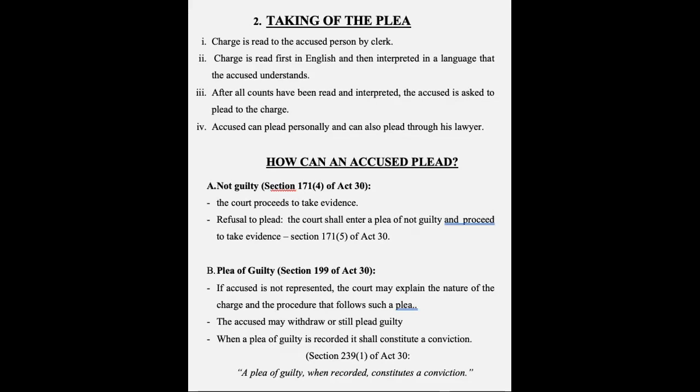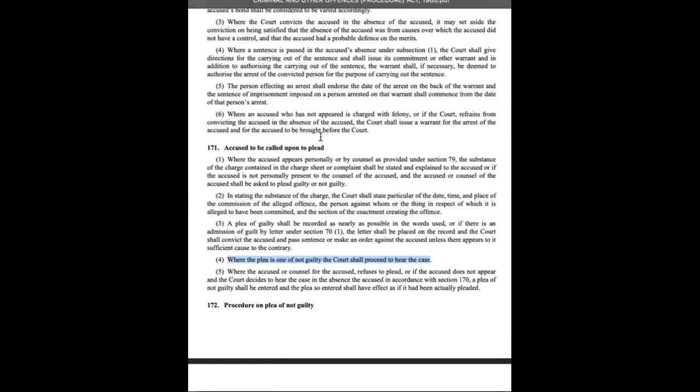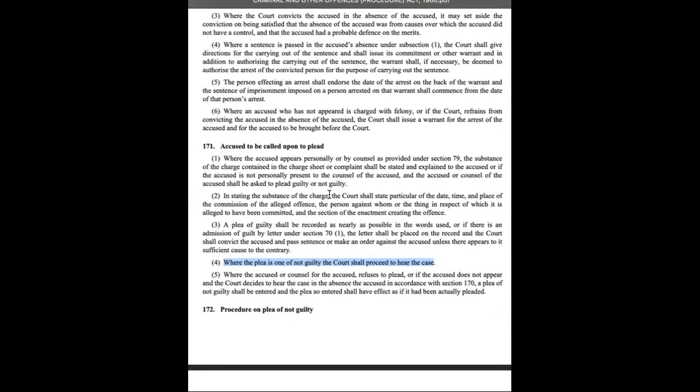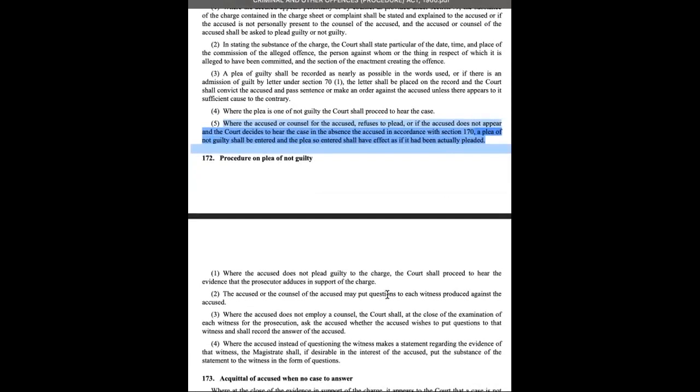But what if the accused person refuses to plead? Look at section 171, subsection 5, which is also on the screen right now. It says as follows: where the accused or the counsel for the accused refuses to plead, or if the accused does not appear and the court decides to hear the case in the absence of the accused, in accordance with section 117, a plea of not guilty shall be entered, and the plea so entered shall have effect as if it had been actually pleaded.